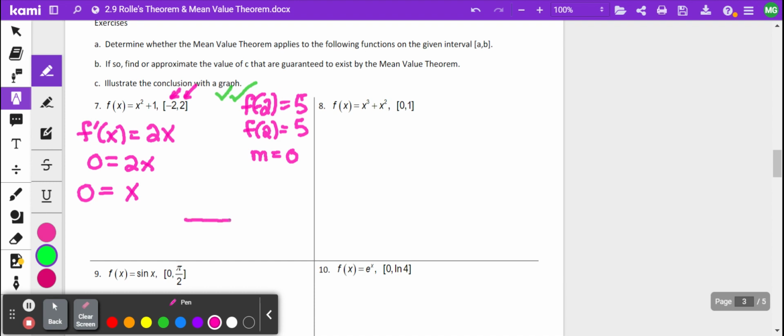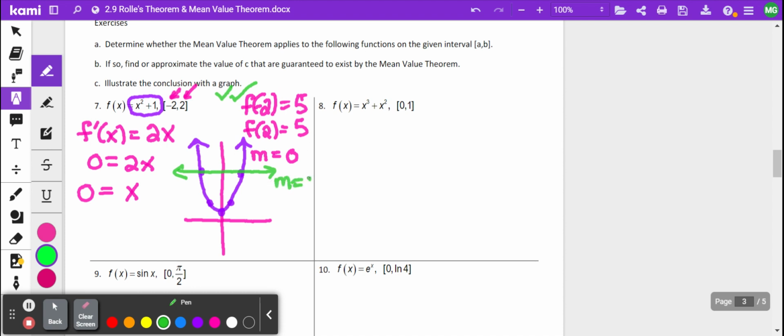Okay, and let's just graph this function for a second, just so we can see what this looks like. Again, this is a parabola that has moved up 1 unit, but it's your normal parent function size, right? Okay, it's going to look like that. And this line right here is the line that goes through -2, 5 and 2, 5, and that has a slope of 0. This line right here at the bottom through the vertex is the tangent line, and it also has a slope of 0.